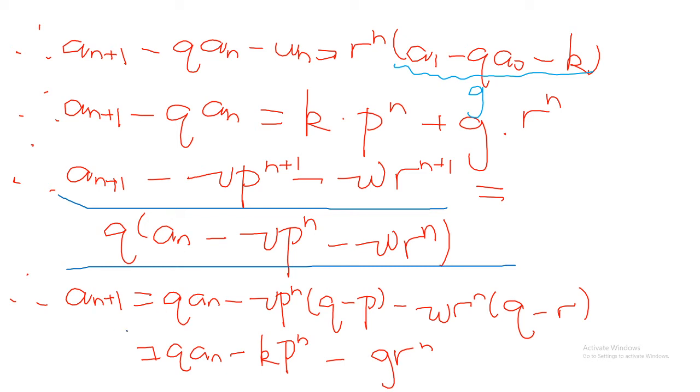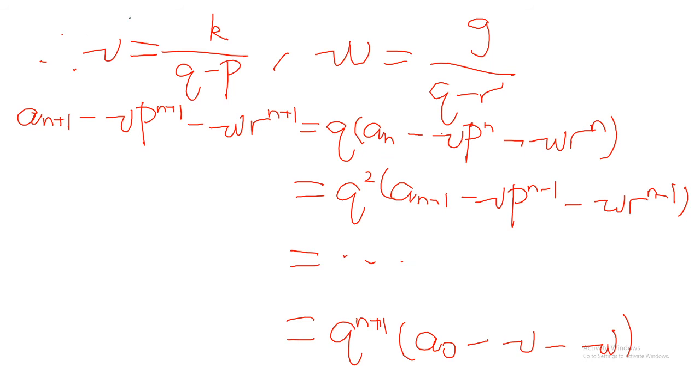What to do now is very easy, right? An plus 1 is just q an minus this, because we can easily do the algebra, and it is also identical to this. So v times q minus p is k, w times q minus r is g. So we know that v is k over q minus p, w is g over q minus r. And this is one final step.